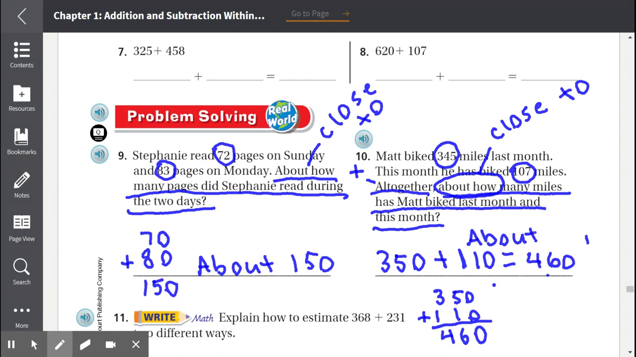460. Now remember, they were not asking for the exact number. So if you add 345 and 107, you're going to get a different answer. But we're not looking for the exact answer. We're looking for an estimate.